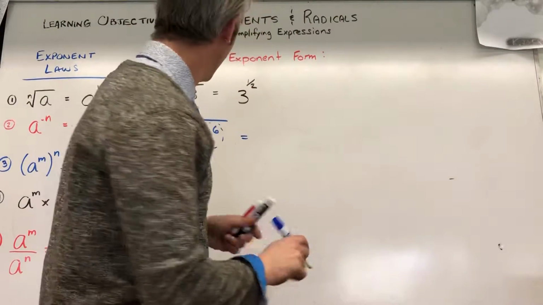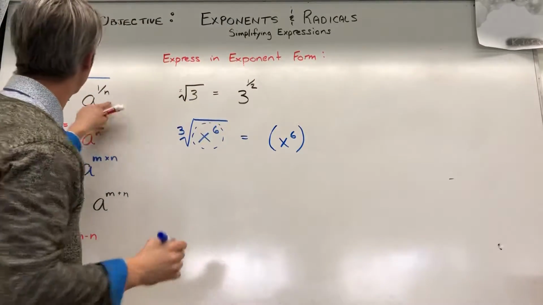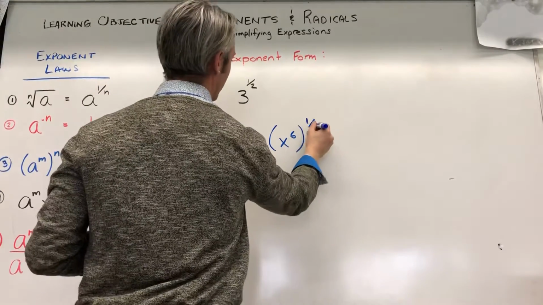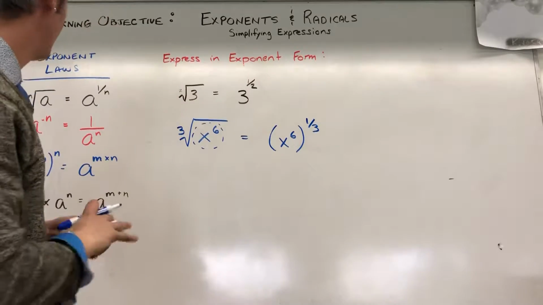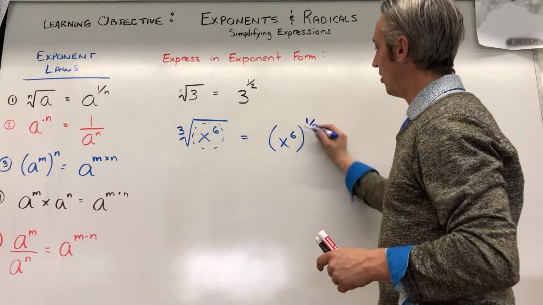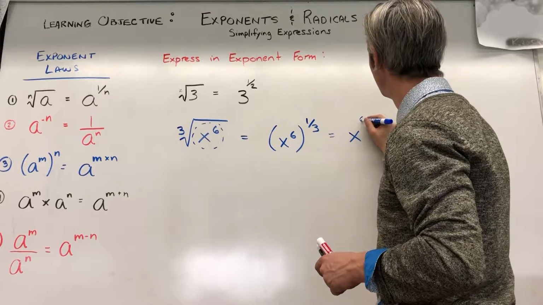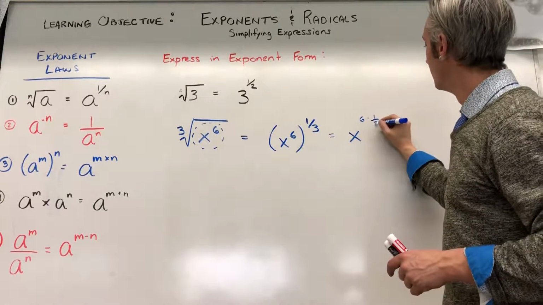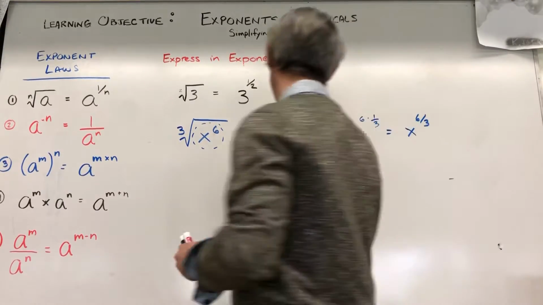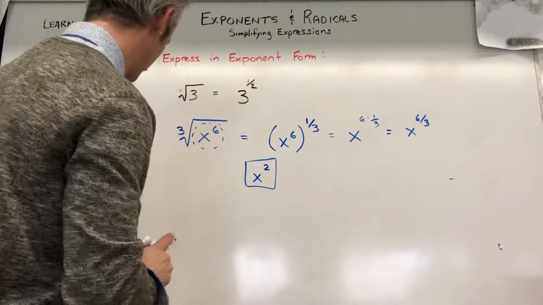Vargas? So I get x to the power of 6, and then this brings me to this rule here. So I get x to the power of 6 to the 1 over 3. And then I have to use this law here, where something to the power here, all to the power of something else, is the same as just multiplying these two exponents. So x to the power of 6 times 1/3 gives me x to the power of 6/3. 6 divided by 3 is 2, so this final answer is x squared. Okay?